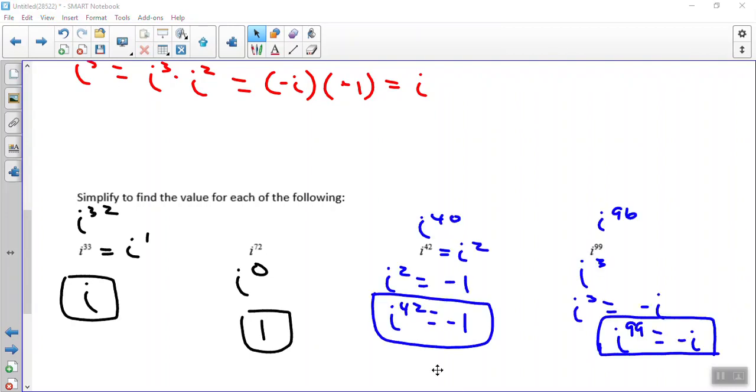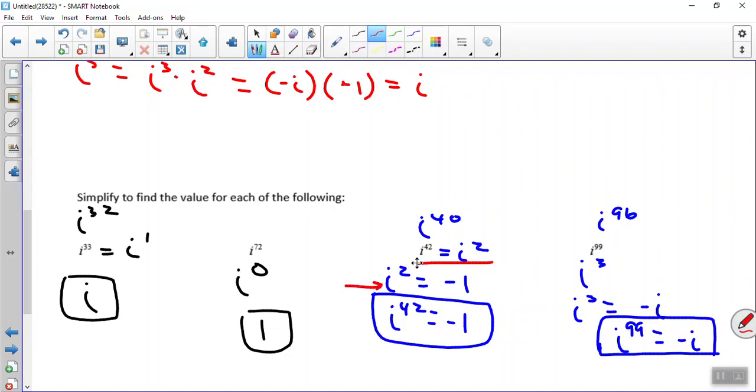All right, let's look at these answers here. So i to the 42nd. The closest multiple of 4 to 42 is 40. So 42 is 2 more than 40. So i to the 42 is the same as i squared. Well, i squared is negative 1. So that means i to the 42nd is negative 1.